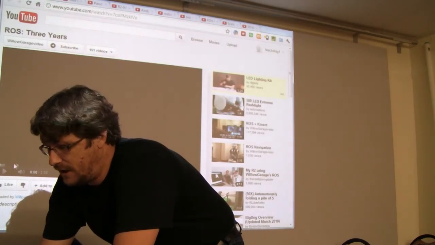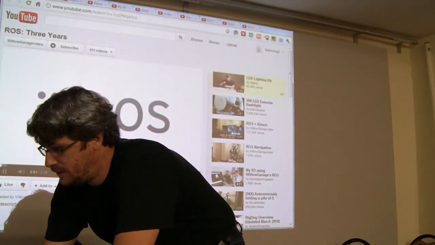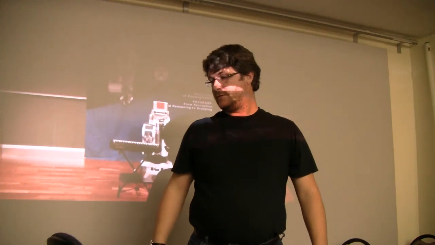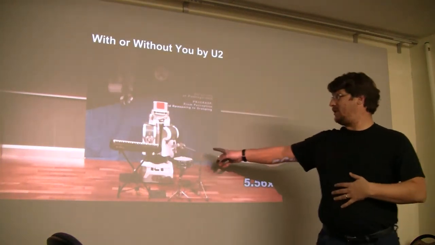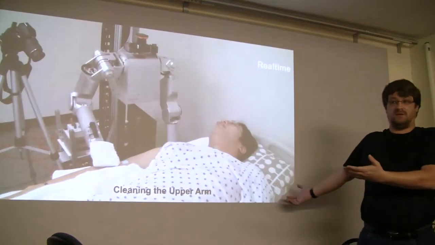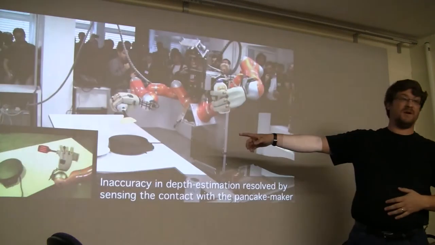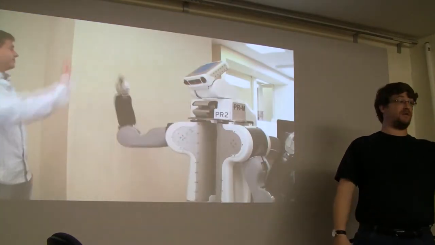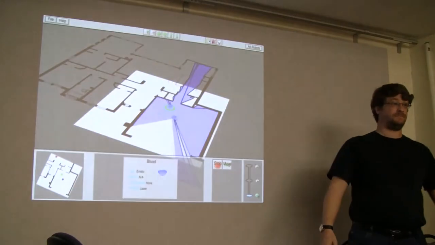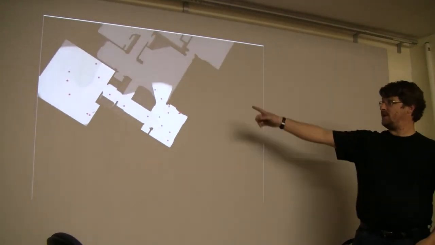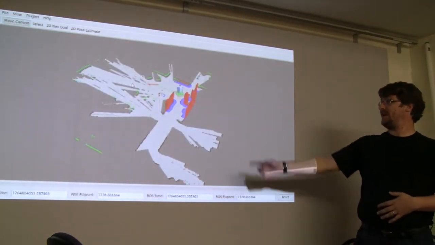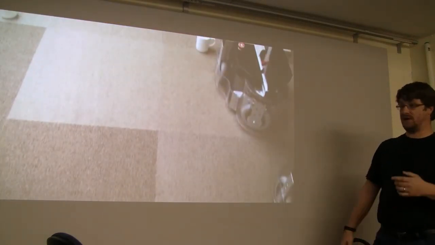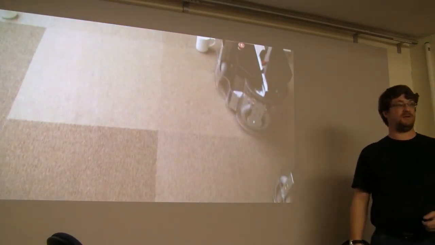So this is a video that's ROS. This is over a year old already. And this is the PRG robot. It's a medical robot. Pancake flipping. These are libraries that are available for your robots to use today. LiDAR. 3D mapping. SLAM mapping. Examples of such.